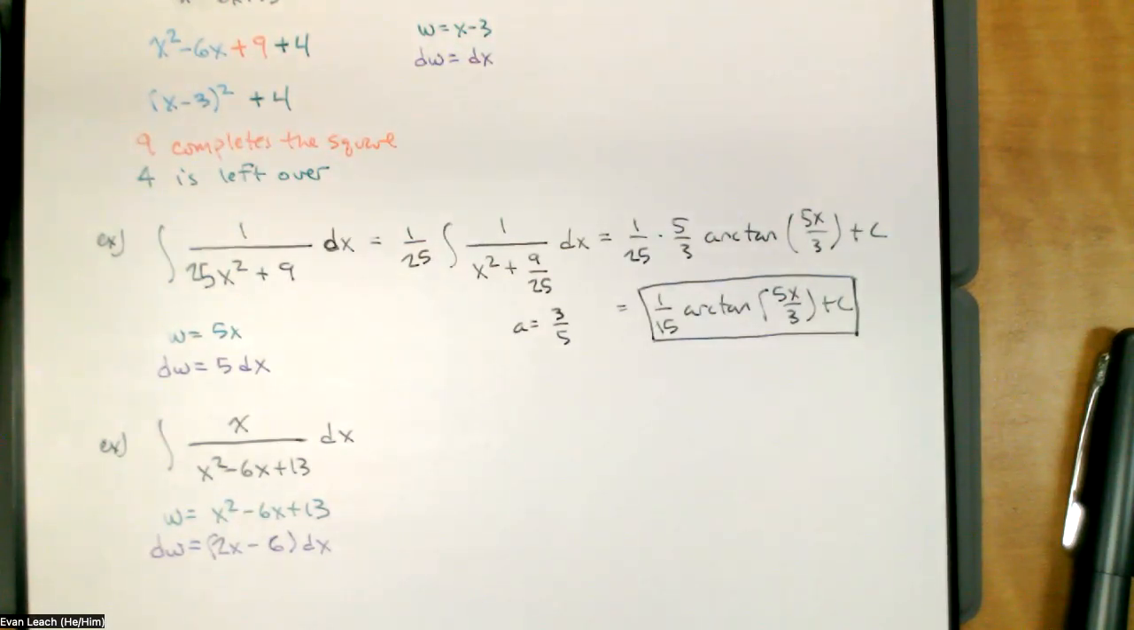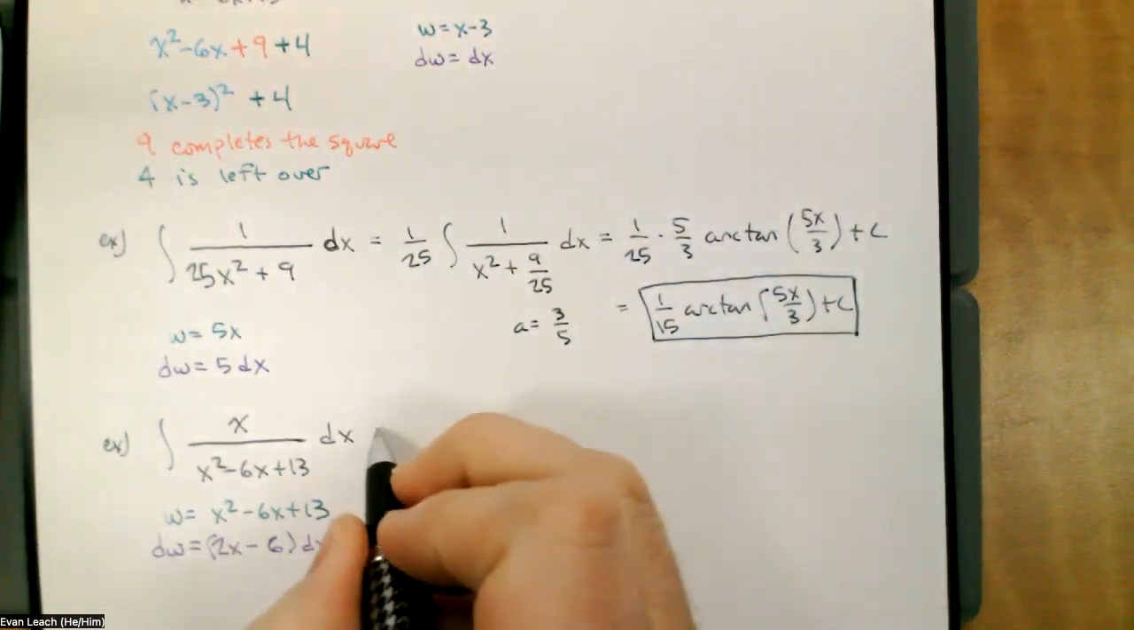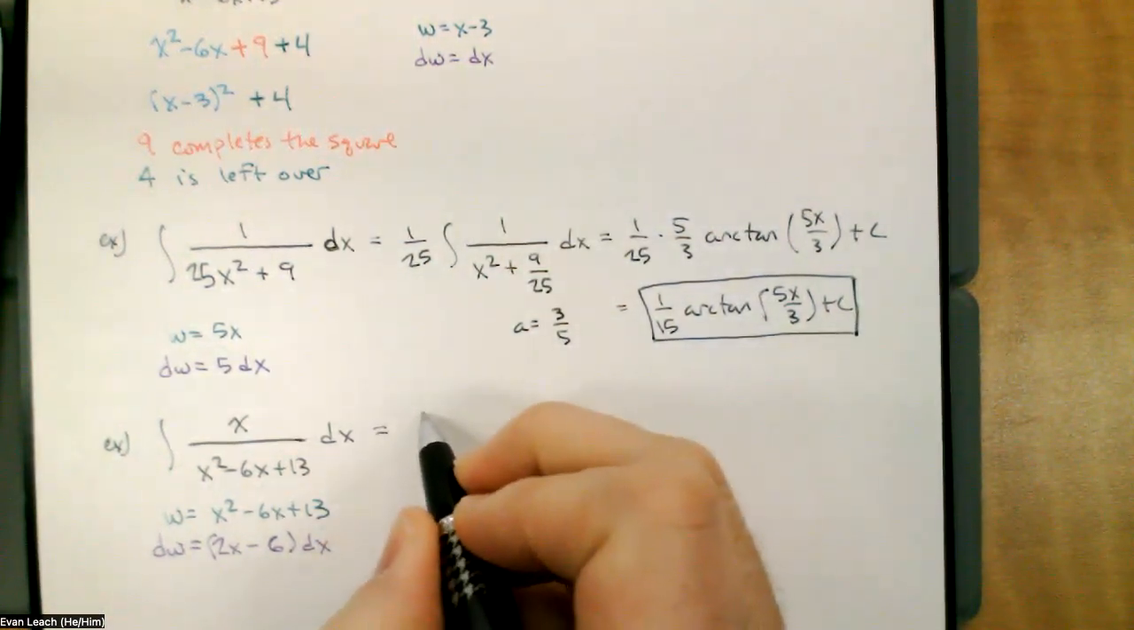We're going to get a combination in this one. We are still going to complete the square with the x squared minus 6x plus 13. But that only helps, that's only going to lead to an arctangent term if I have degree 0 over degree 2 with complex zeros. So we're going to split this up.